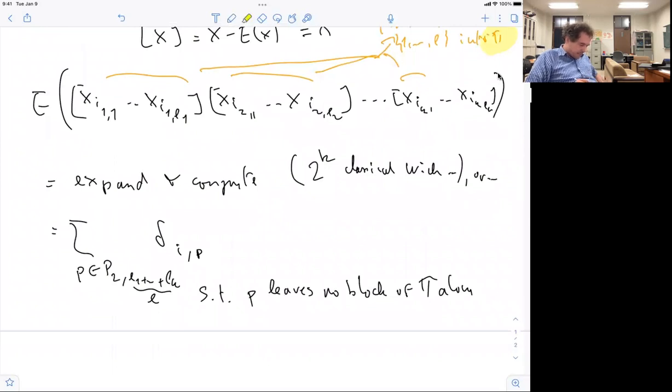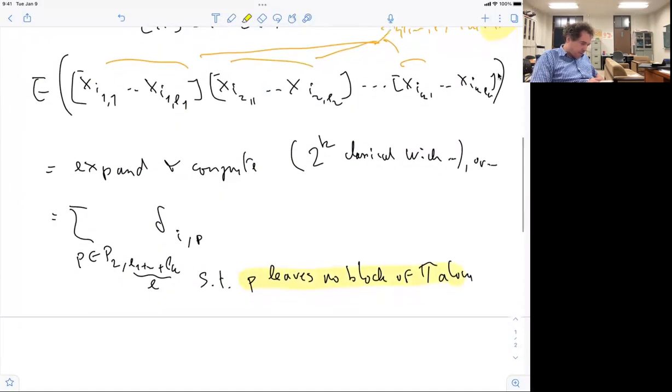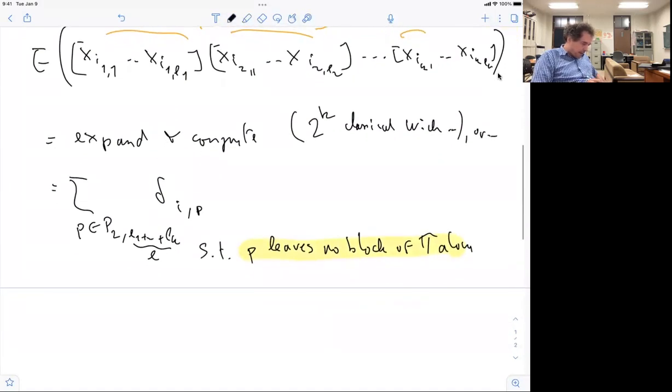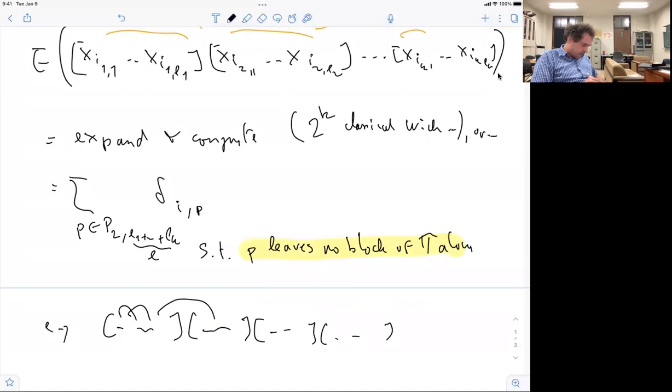Maybe I should explain a little bit what I mean here. Let's say I have this partition, and then I have this partition. Let's say I have k blocks. For example, I could have some pairings inside, and here I have some pairing like this, and then something like this.